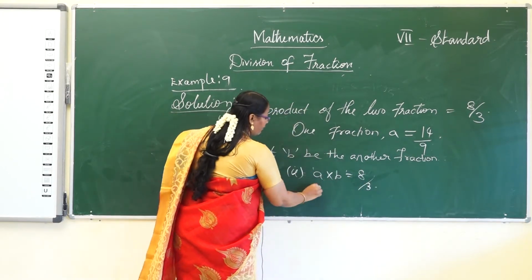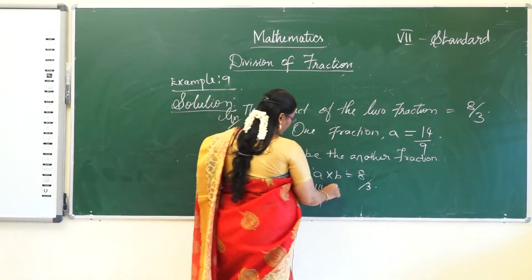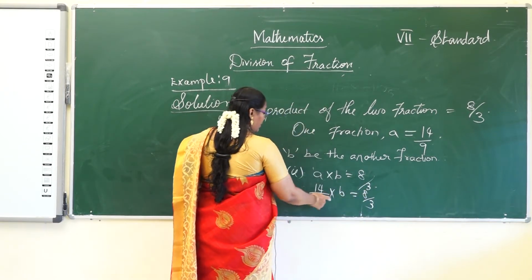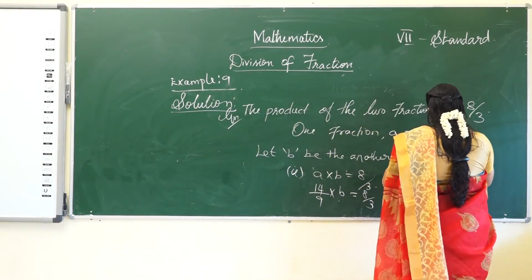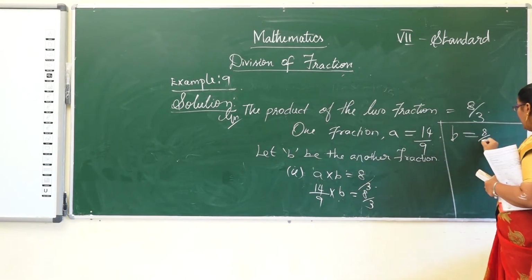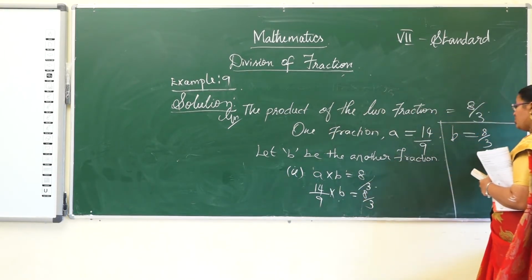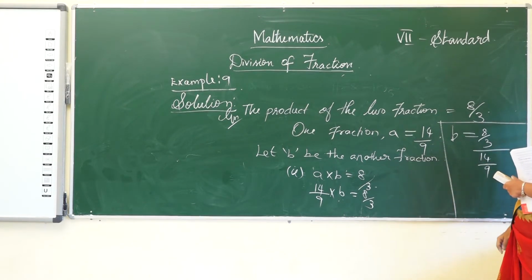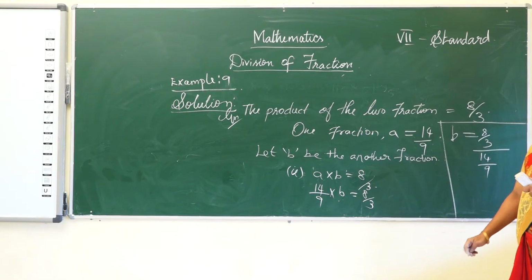So what is the value of A? 14 by 9. The product is given. We don't know the B value. Now we need the value of B only, so B stays in this place, and 8 by 3 is already on the other side. So multiplication, when it comes to the other side, is division. Divided by 14 by 9. Multiplication, using the transpose method, comes to this side as division.